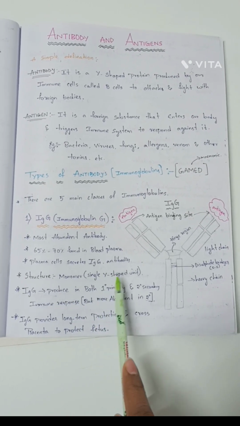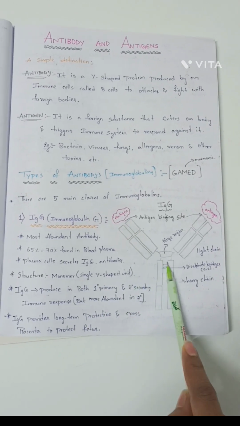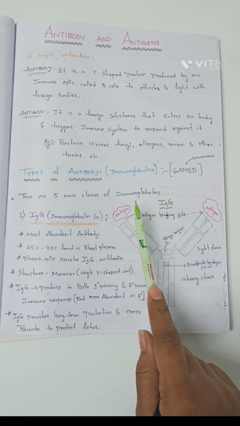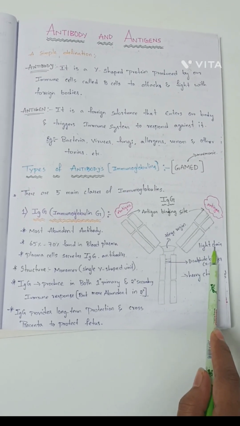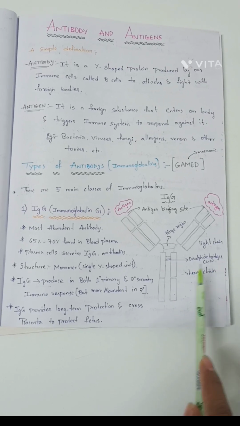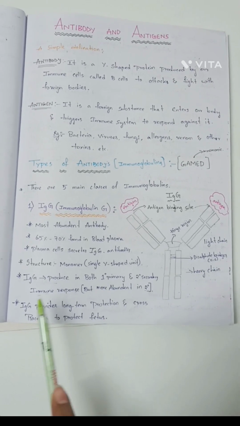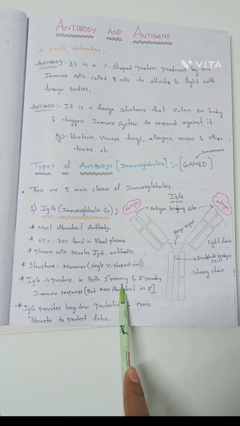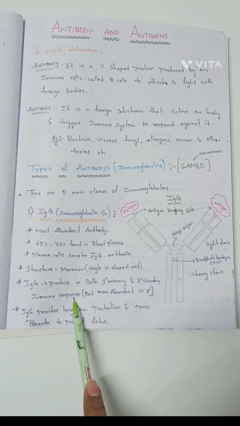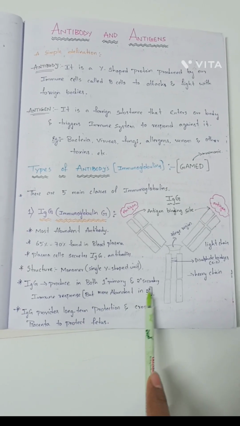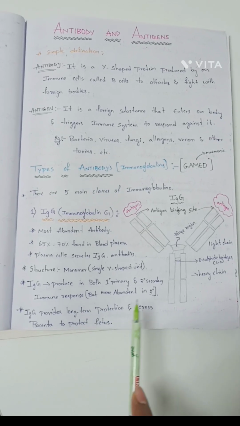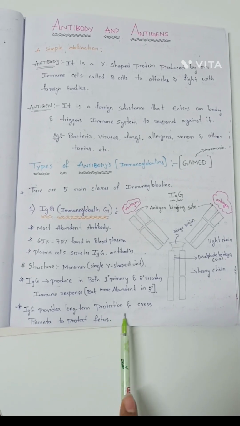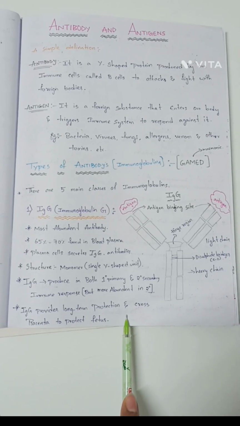The structure is a monomer, a single Y-shaped unit, as you can see in this picture. It has the 2 antigen binding sites, a hinge region, light chain, disulfide bridges, and the heavy chain. IgG is produced in both primary and secondary immune response, but more abundant in secondary immune response. IgG provides long-term protection and crosses the placenta to protect the fetus.